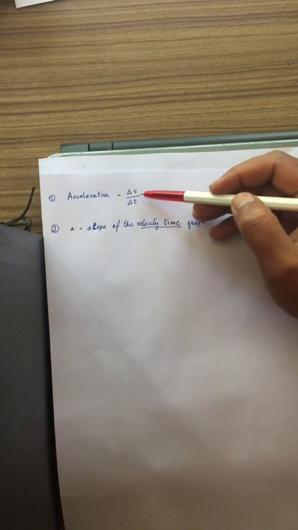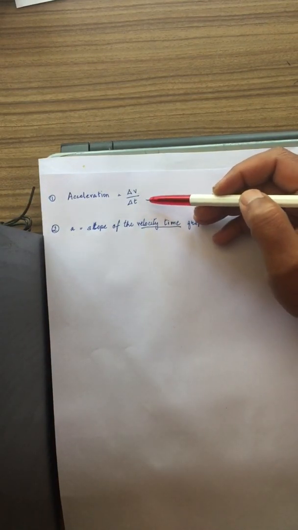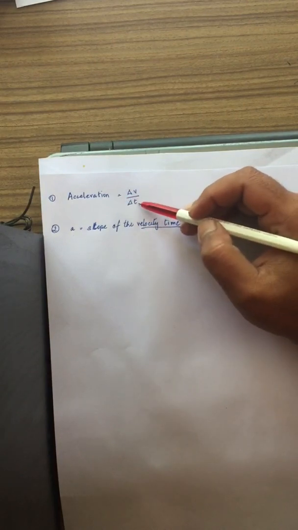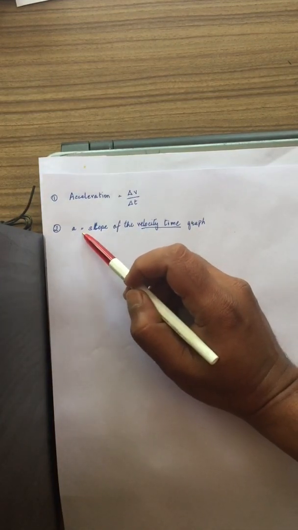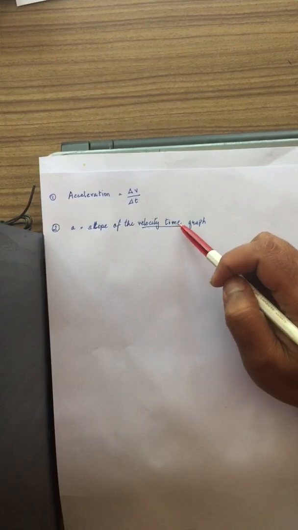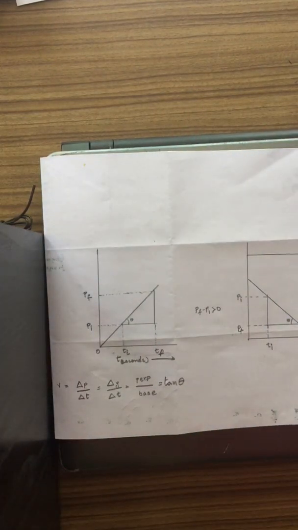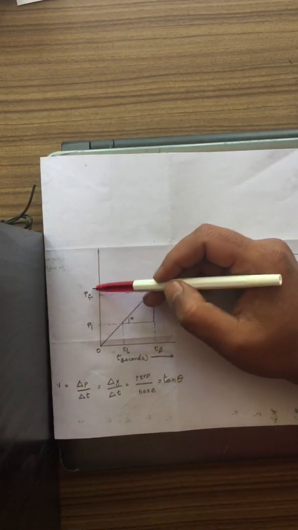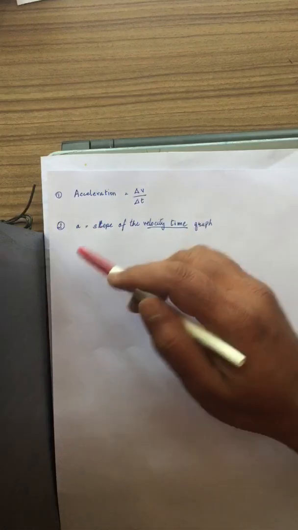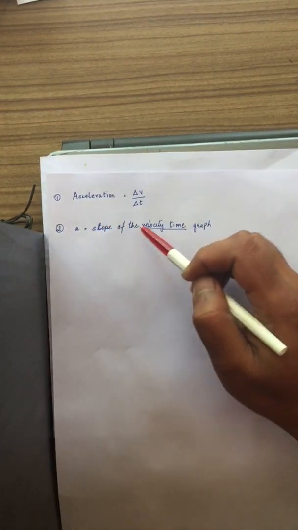In the third video of this series, we're going to look at acceleration. As we already know, acceleration is the rate of change of velocity, that is, the change in velocity per unit time. What we're going to discover through this video is that acceleration is also the slope of the velocity time graph. Previously, we saw that velocity is the slope of the position time graph. What we want to see about acceleration is that it is the slope of the velocity time graph.